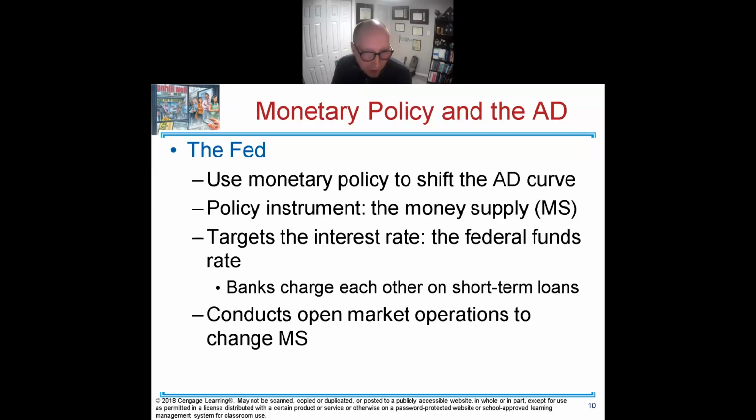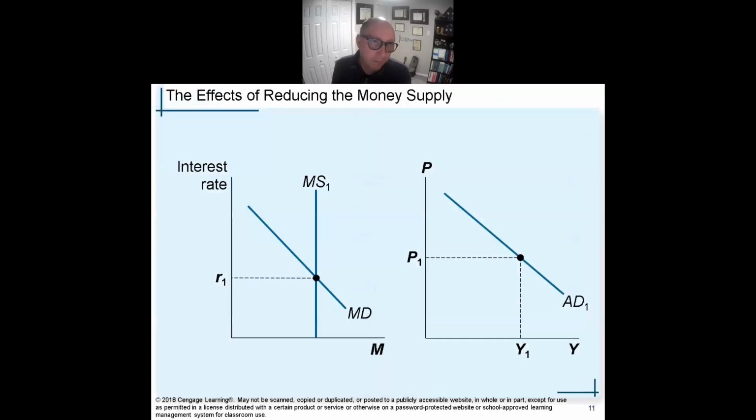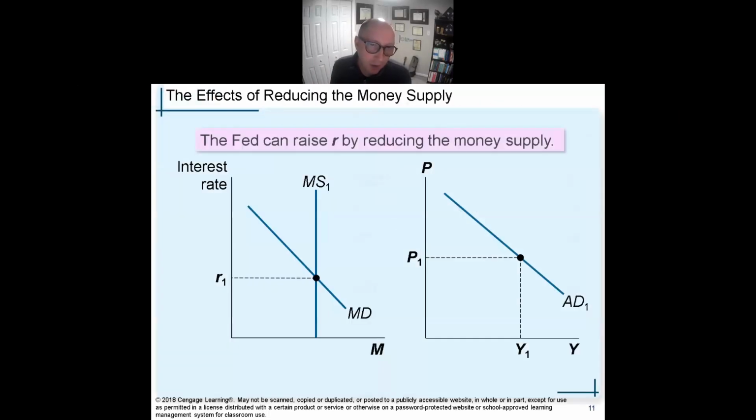So, interest rate and the money being supplied, yeah, there's a correlation. If the money supply decreases, there's going to be an increase in the interest rate. Very simply put, the higher the interest rate, the lower the supply of money. Remember, you're not going to want as much money at the higher interest rate.